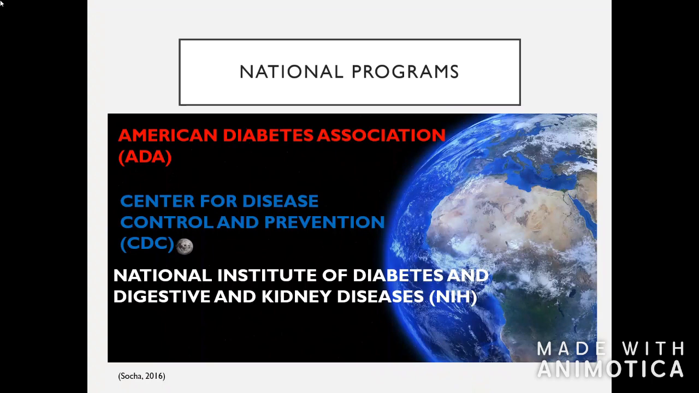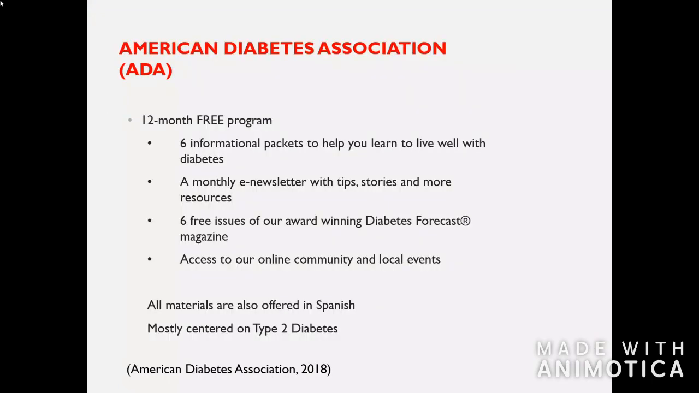The ADA has an extensive 12-month program that is completely free to use. Upon signing up for this program, they will send 6 informational packets to help learn to live well with diabetes, a monthly e-newsletter with helpful everyday tips, stories of real people with diabetes, 6 free issues of their Diabetes Forecast magazine, and access to their online community and local events. All of their products are also offered in Spanish, which is the second most common language in the United States. Their efforts are mostly focused on type 2 diabetes.